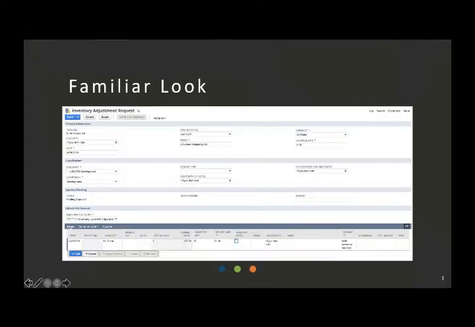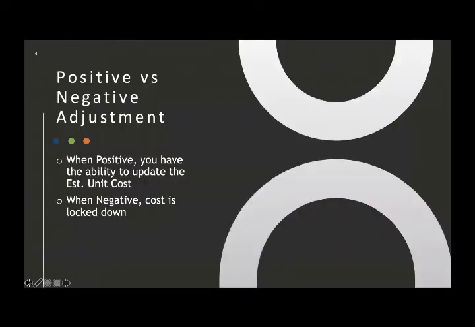So as I mentioned, it's a familiar look. It looks just like the inventory adjustment. You have the ability to add all the different lines as you go. You can specify all of the different things that are important to an inventory adjustment, such as your subsidiary and your department, as well as your adjustment location, and then all of the items, of course.